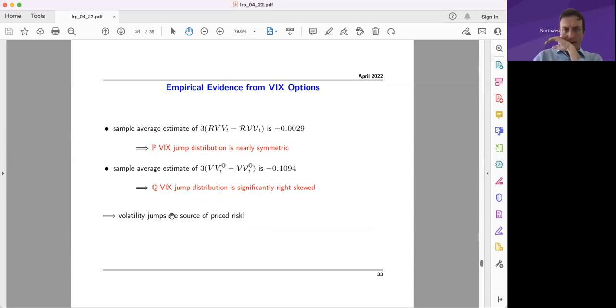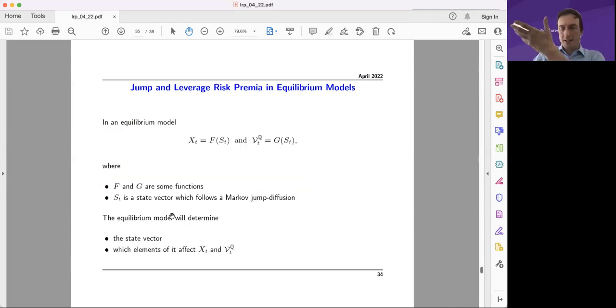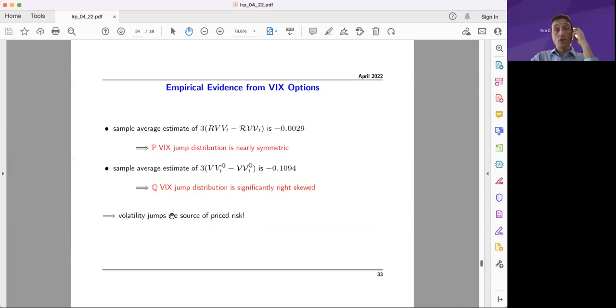Now, I think I'm about, this is probably the place where I will finish. The only thing I will say is that, of course, you would like to now analyze a little bit and try to understand better what kind of equilibrium mechanisms can be in play that generate this. And actually, luckily, there are a number of models which use equilibrium models to fit to the option data.